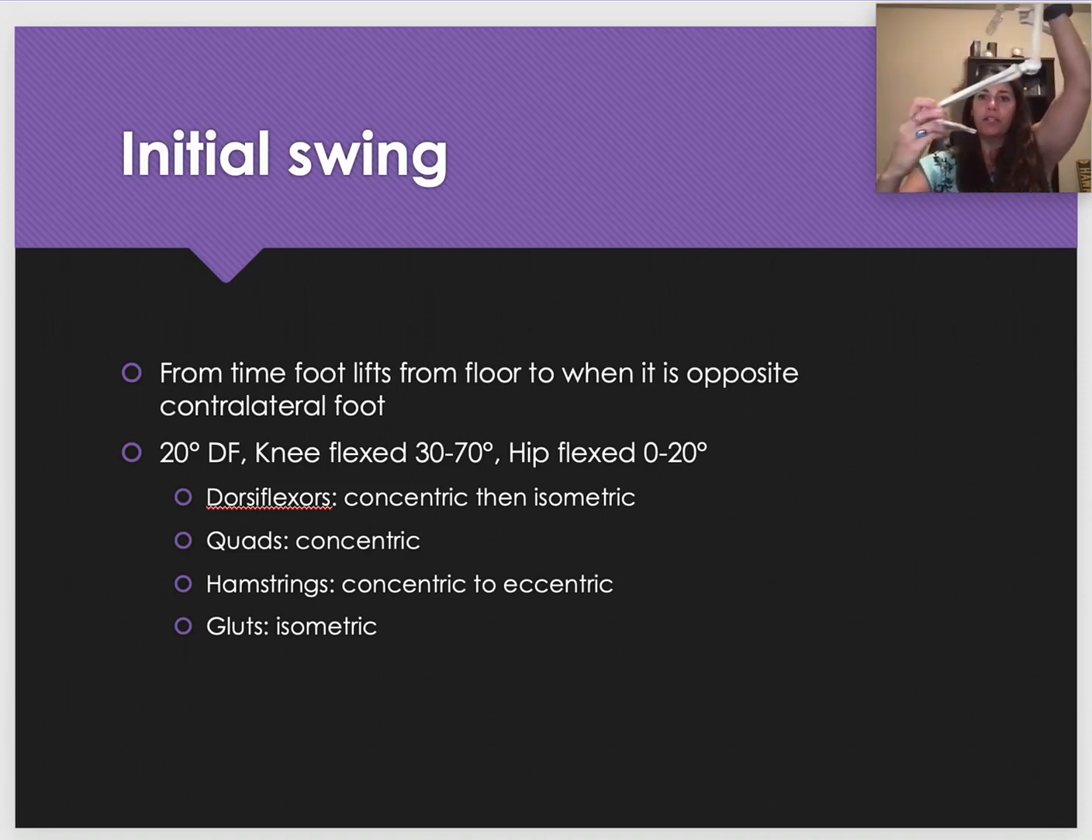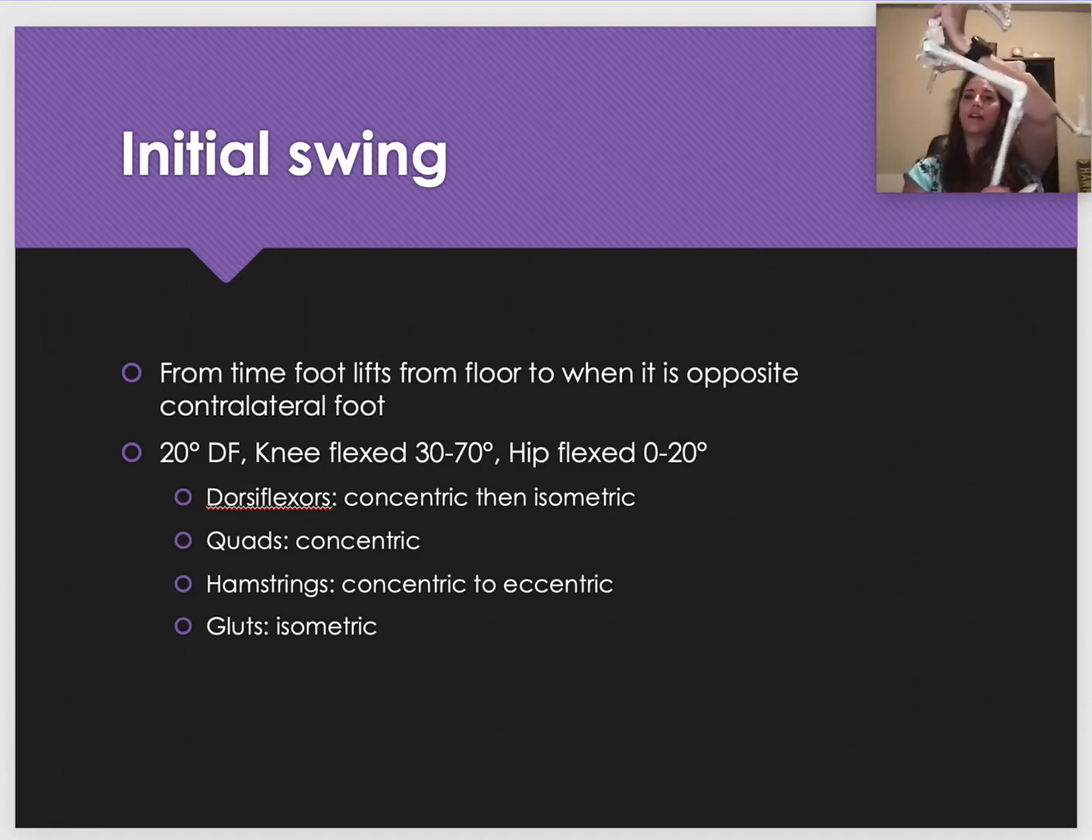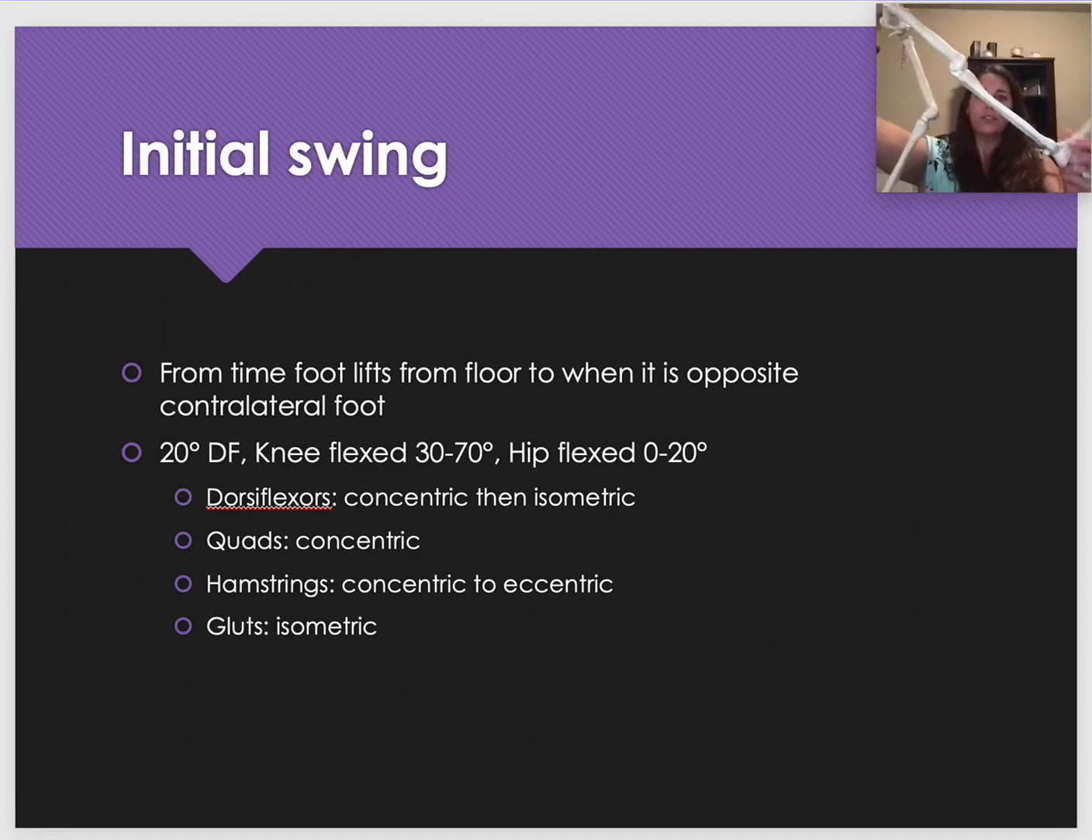We're going to bring our foot up into dorsiflexion. We're going to flex our knee from 3 to 70 degrees, depending upon what our activity is. If people are running and sprinting, they might really flex their knee, or if they're just barely walking, they might not flex it nearly as much. And then the hip is going to flex all the way up to 20 degrees again to get us all the way back in this fully extended position, so that we can hit our heel and go back into strike.